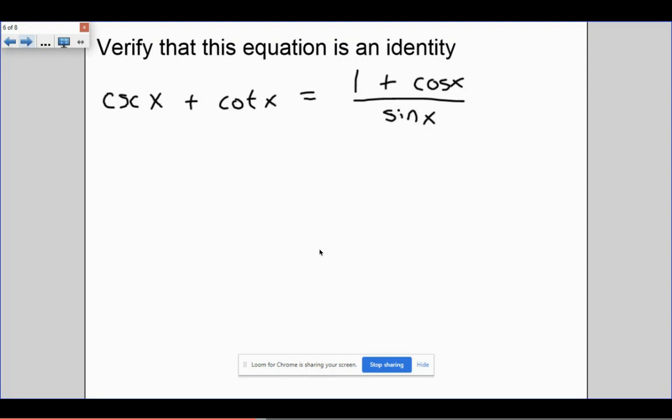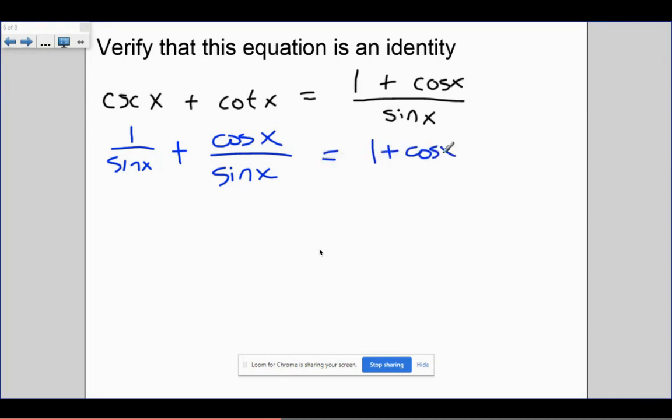We'll do the same thing with this example. The right side, 1 plus cosine x over sine x, is already in terms of sine and cosine, so I don't have to rewrite any of that. But the left side is not, so I will need to rewrite it in terms of sine and cosine. So cosecant x is the same as 1 over sine x. Cotangent x is the same as cosine x over sine x. And then the right side, we'll leave it just like it is. No changes needed on the right side since it's already in terms of sine and cosine.